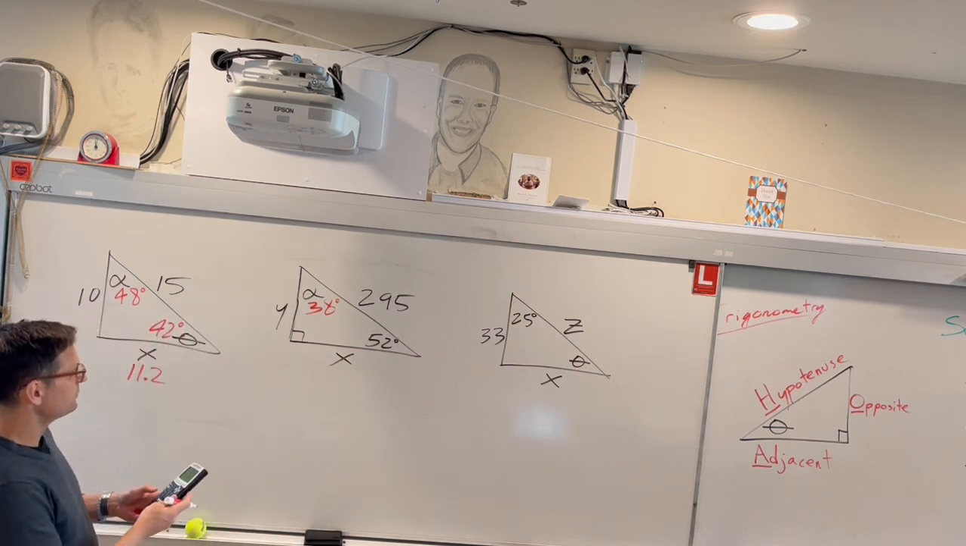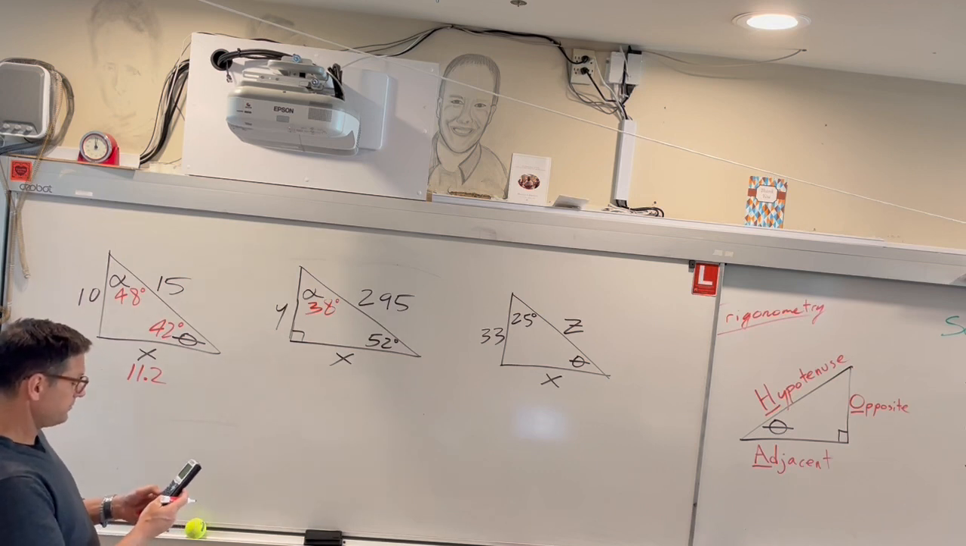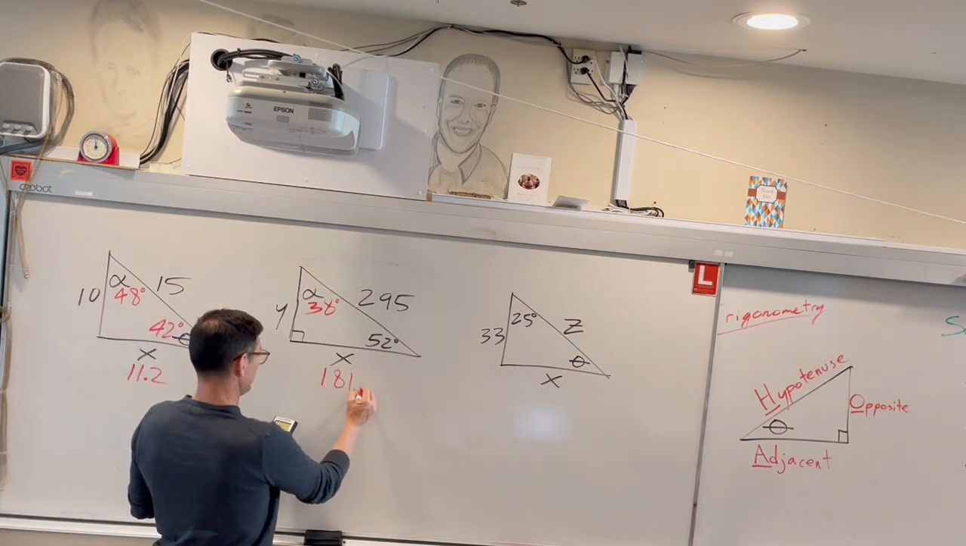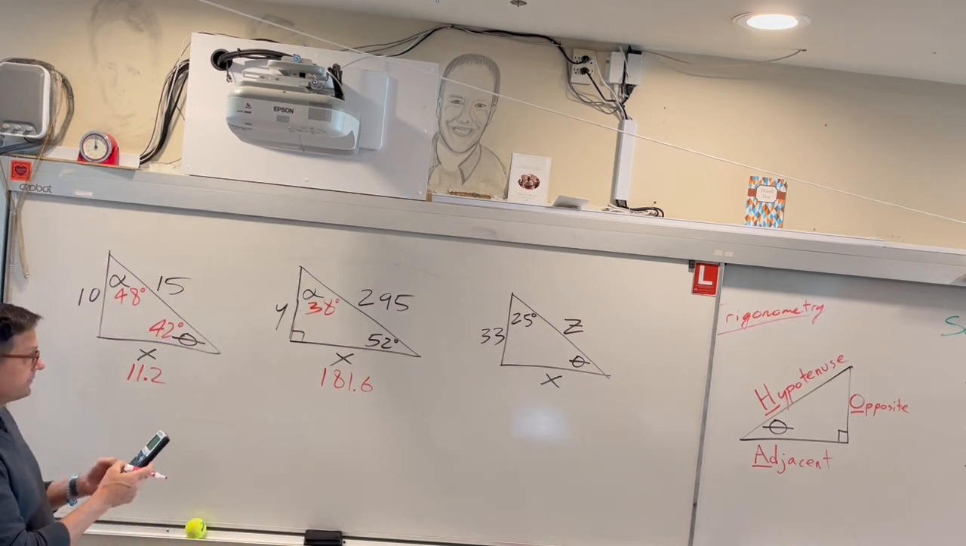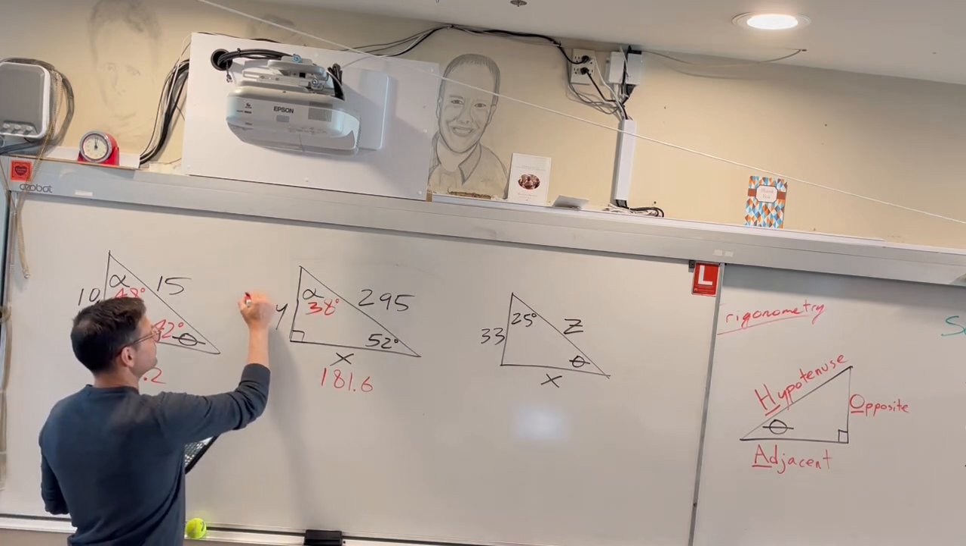And then we'll do 295 times the cos of 2. This should be about 81. And then 5 sine 52. This should be about 232.